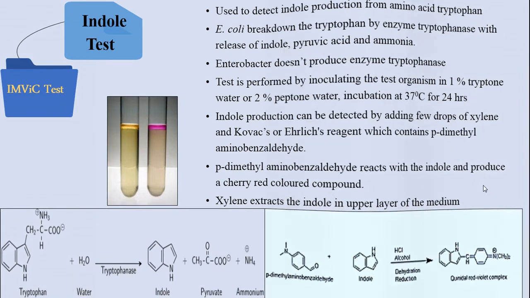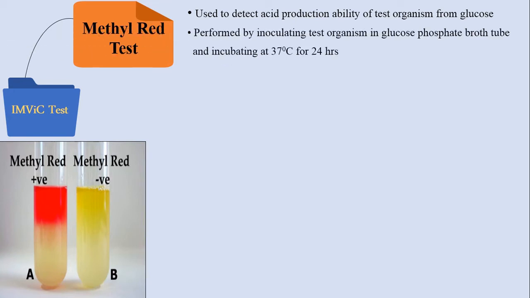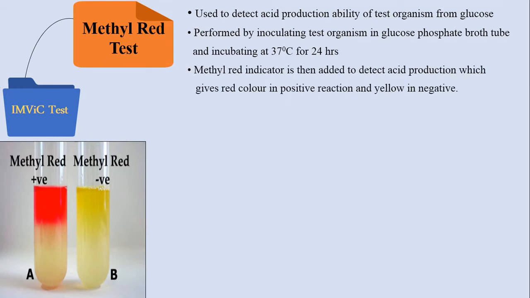The next test in the series of IMViC tests is the methyl red test. This test is carried out to detect the acid production ability of the test organism from the sugar glucose. It is performed by inoculating the test organism in the medium known as glucose phosphate broth and incubating at 37 degrees centigrade for 24 hours. After incubation, methyl red indicator is added into the tube to detect the acid production, which gives a red color in a positive reaction while a yellow color in a negative test.